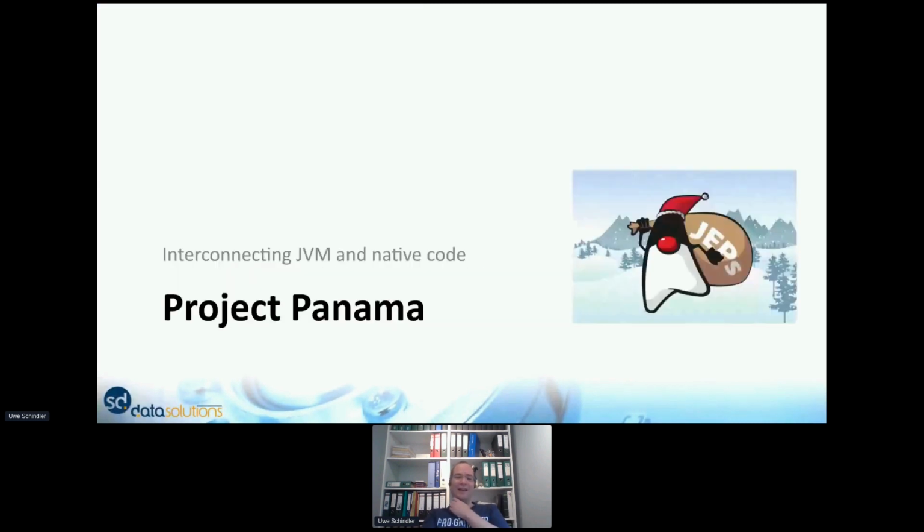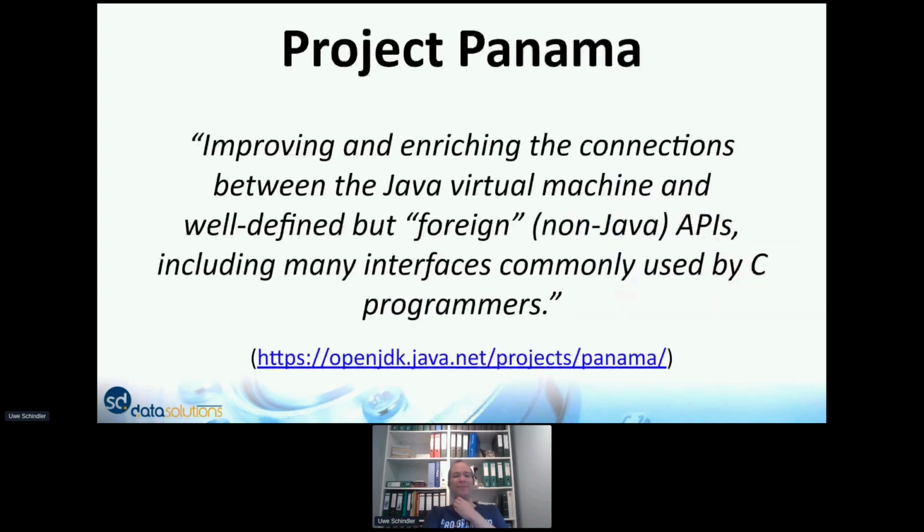So now I'm coming to Project Panama, the main part of the talk. So we still have 10 minutes. This is okay, I think. So, not many questions. So, Project Panama. Project Panama is something which came recently to the JDK. It's about improving and enriching the connection between the Java virtual machine and well-defined but foreign non-Java APIs, including many interfaces that are commonly used by C programmers.